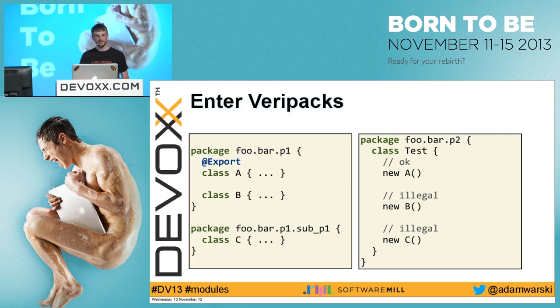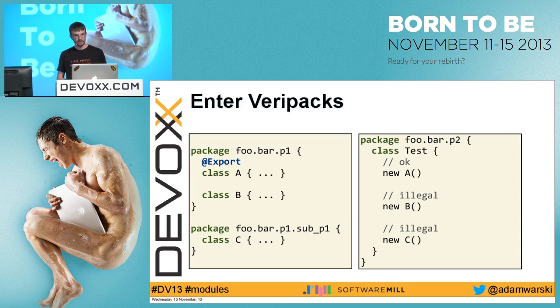So now let's see what happens when we try to use code from package P1 in another unrelated package, P2, right? Of course we can create a new instance of A. We can access A without problems because it is exported. We cannot access B because it is not exported, and we cannot access C because the only class that is exported from the hierarchy of P1 is A. Okay? So now what could we do if we wanted to use C? Well, we could export C, and then P1 would have to re-export the sub-package.